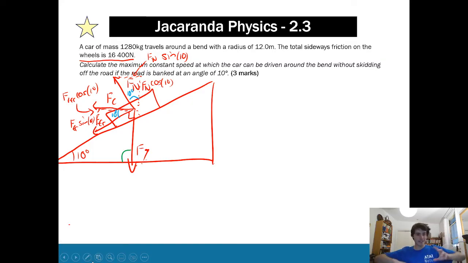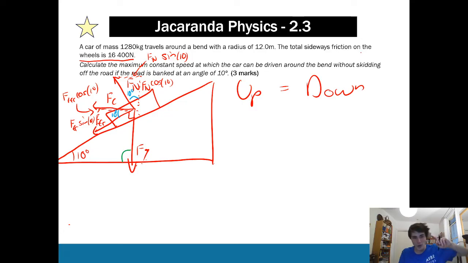Now, the first thing we can consider is the vertical plane. Because our car, we can assume, isn't flying off into the sky. It's not stationary, it's moving in circular motion, but in terms of the vertical axis, it's not flying off. It's staying connected to the plane. And that tells us that all of the forces acting in the vertical plane are balanced. Basically, the forces pointing down are exactly equal and opposite to the forces pointing up.